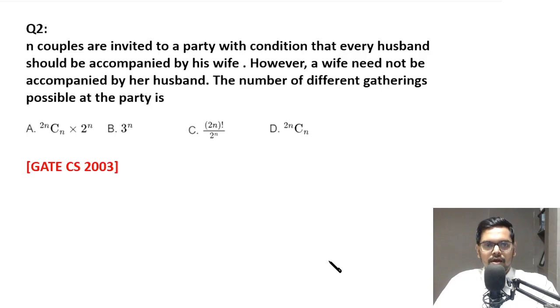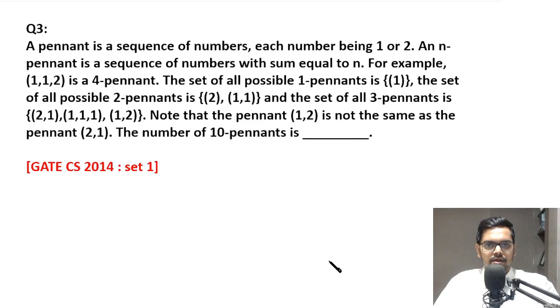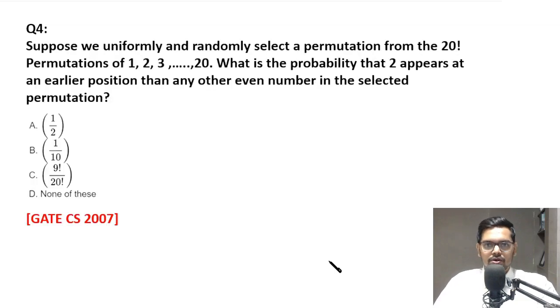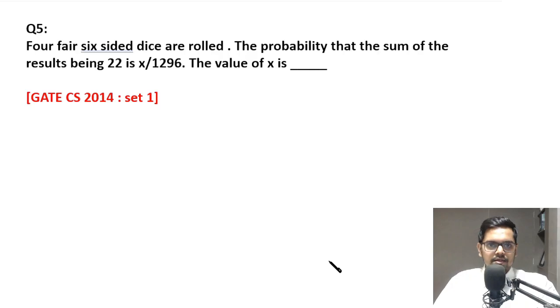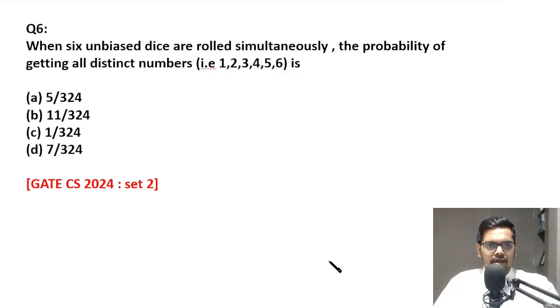Question number 2. It's a word problem. Very good question. The next question is again a word problem. I will say it is a level 2 question, not level 3. Then which is the level 3 question, sir? This is a level 3 question. Question number 4 is again level 1, level 2, as per your convenience. Next question and the final question of the day, it's an easy question, level 1.